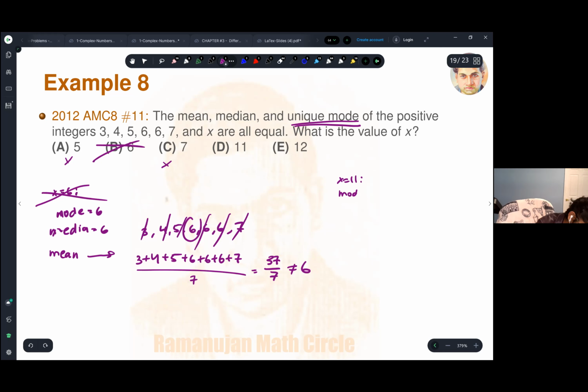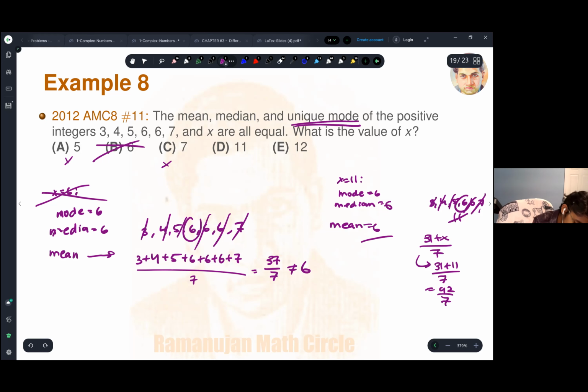So our mode would be 6. Our median would be 3, 4, 5, 6, 6, 7, 11. So 6. And our mean is equal to 31 plus x over 7. So x is equal to 11. So 31 plus 11 over 7. So that's 42 over 7. And that's equal to 6. So all of them are equal. They're equal to 6. So 11 is our answer.